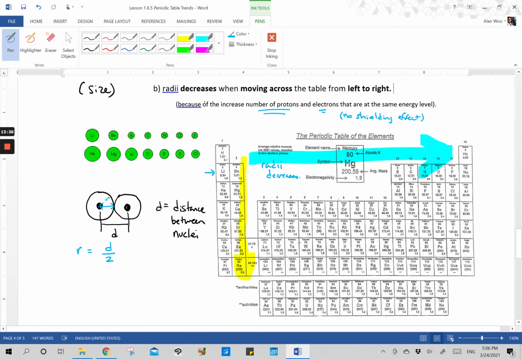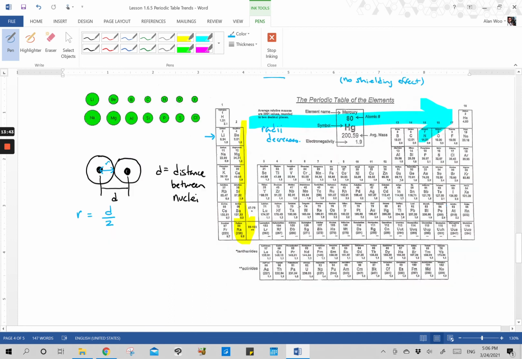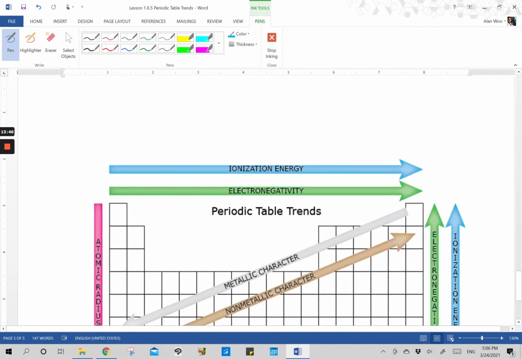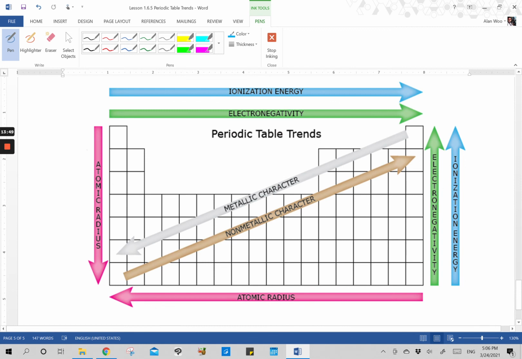Okay? If you want to see all of these trends on one periodic table, if you just Google search periodic trends, you'll likely find images like these, okay, where they identify all of the trends on a single periodic table. So something like this might be useful for some of you guys who are visual learners.